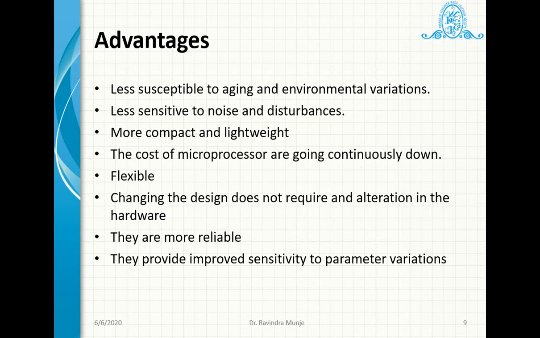So what are the advantages associated with the digital control system? Digital components are less susceptible to aging and environmental variations, as we have seen in the case of the analog control system. That is the biggest disadvantage of the analog control system, but that disadvantage is easily overcome if we go for the digital control system. So digital components are less susceptible to aging and environmental variations. They are less sensitive to noise and disturbances.